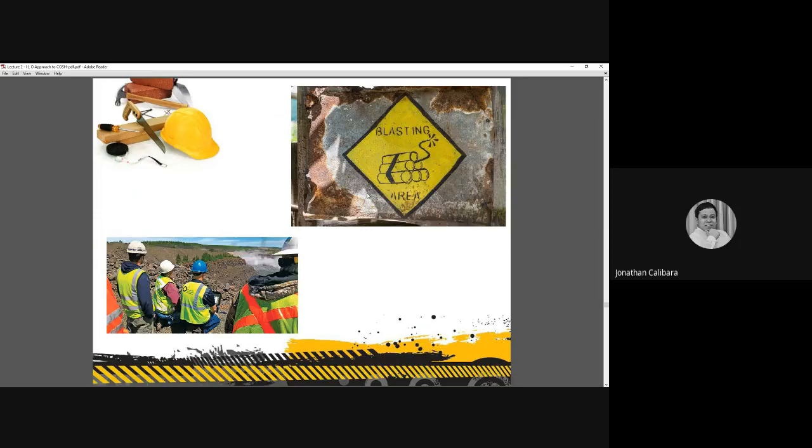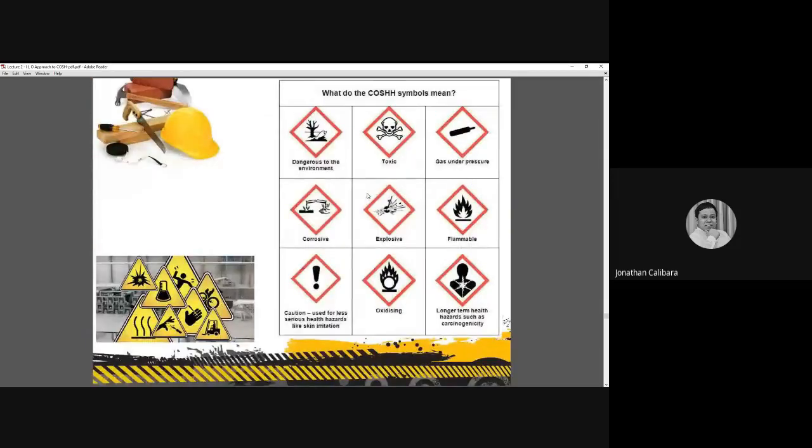Article 28, health hazards: chemical, physical, biological hazards, toxic, flammable. Examples of hazards are toxic gases, explosives, corrosive substances.